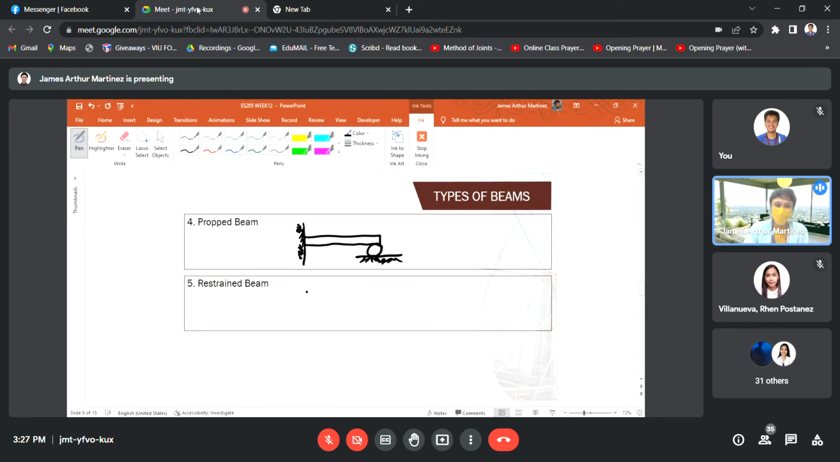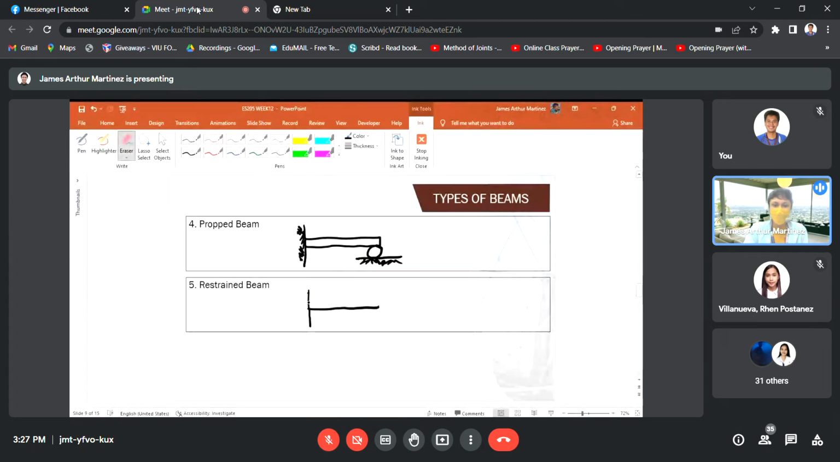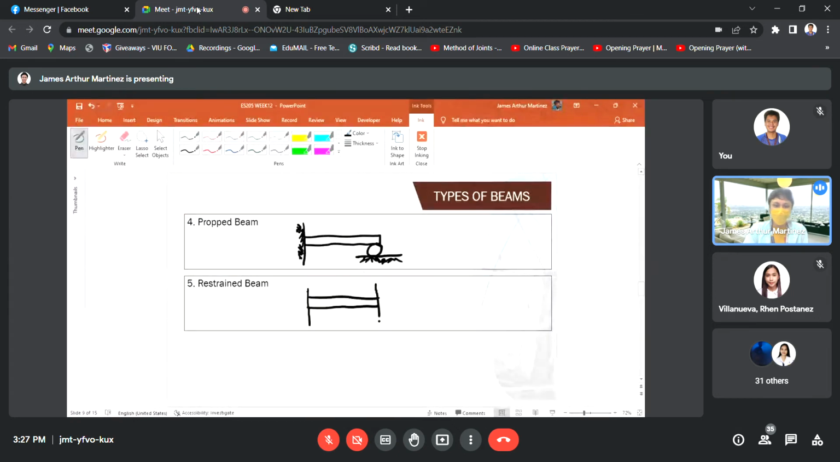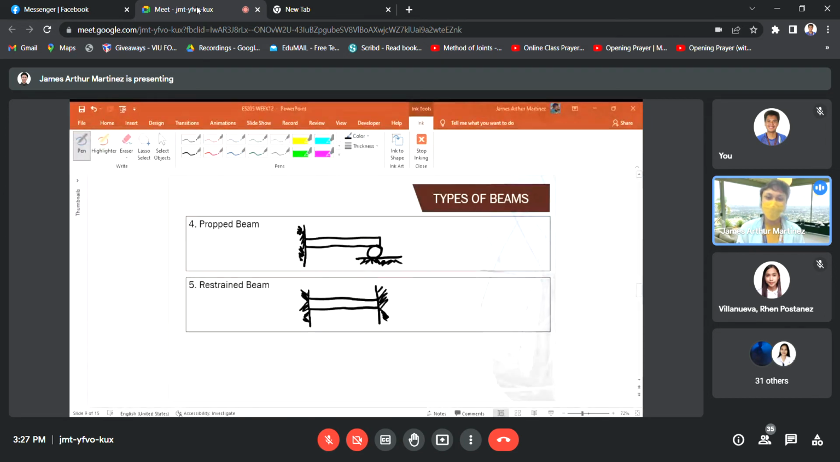So for a restrained beam, from the term restrained, both ends are fixed, supported by a fixed support condition. But the propped beam and the restrained beam are actually statically indeterminate beams, class. So when we say statically indeterminate beam, what does that mean?